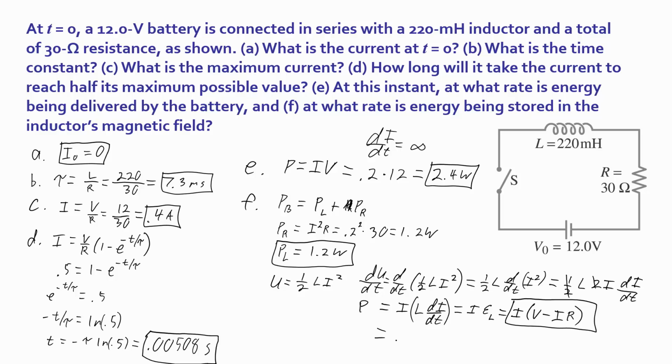I'm going to jump over here. The current, once again, was 0.2. That V is the battery voltage, 12. The current, again, times the resistance. And guess what? It is consistent. We get 1.2 watts.